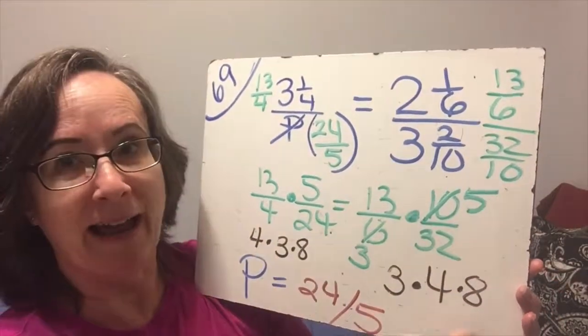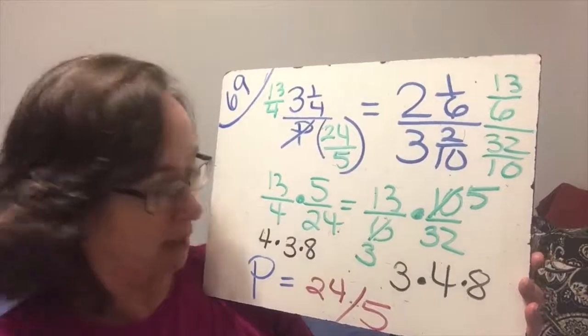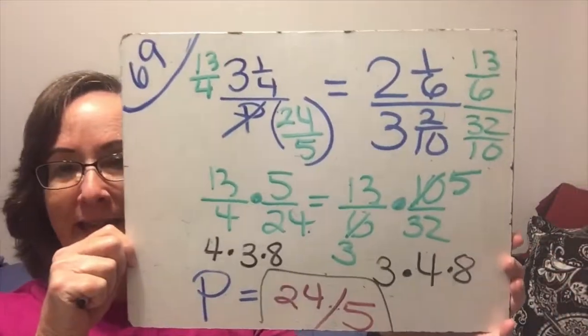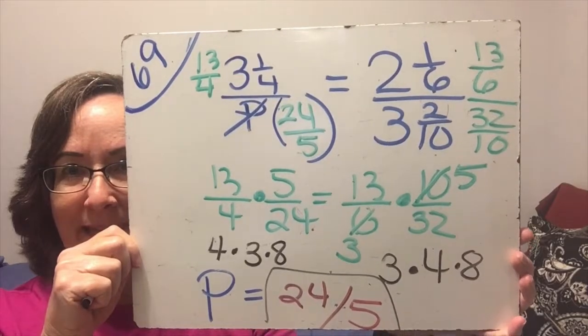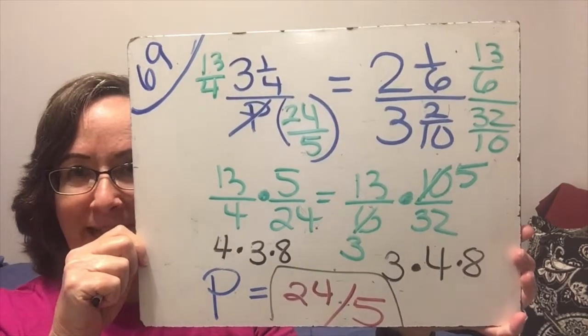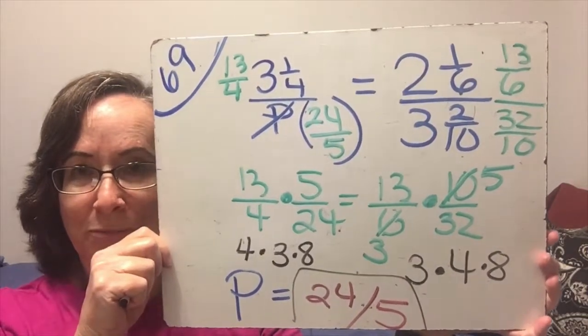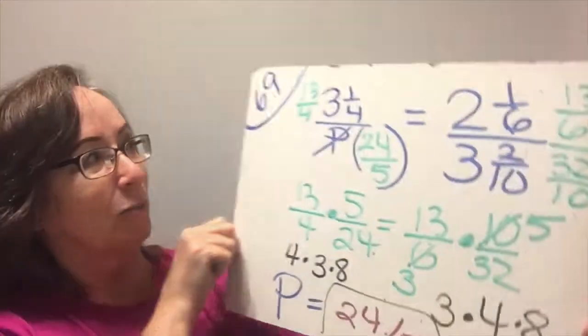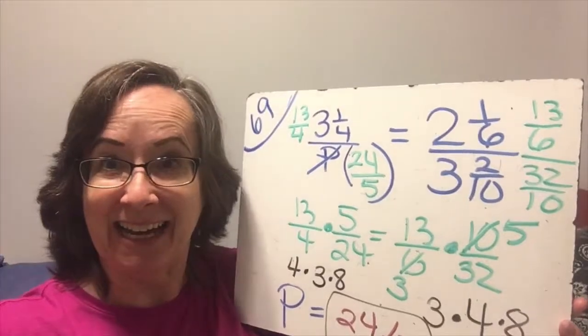4 times 3 times 8, 3 times 4 times 8. We checked our problem, and the answer is indeed 24/5. And we have had some fun and learned how to do proportions with mixed numbers. And we're done with lesson 69.